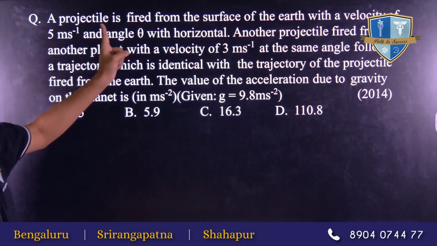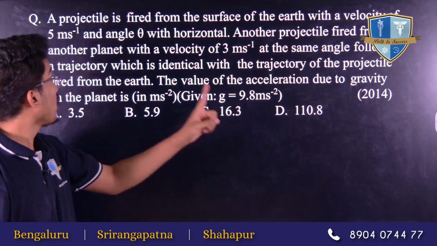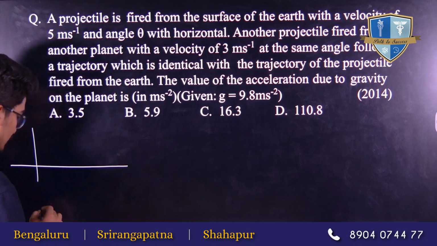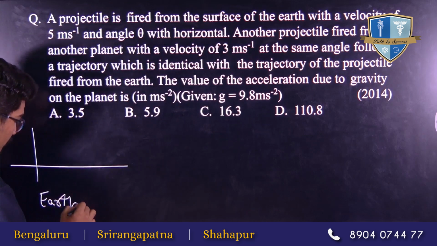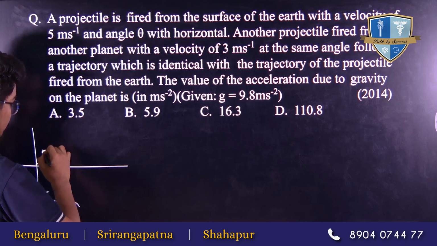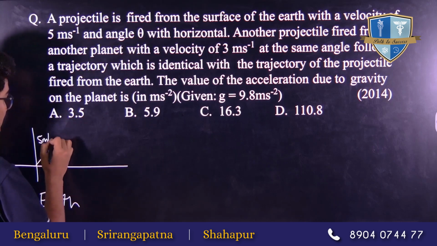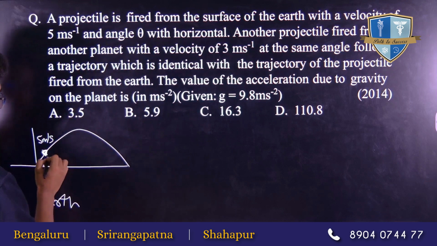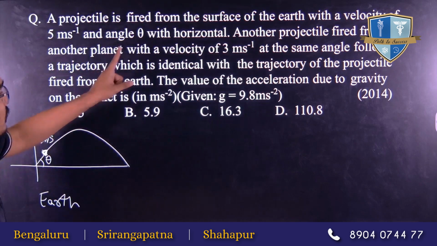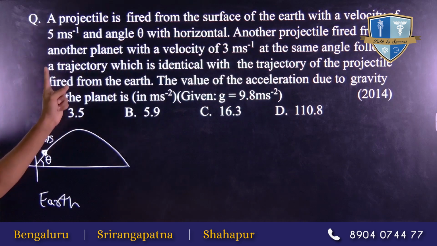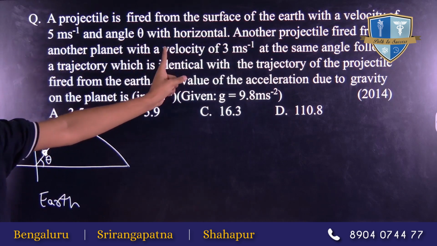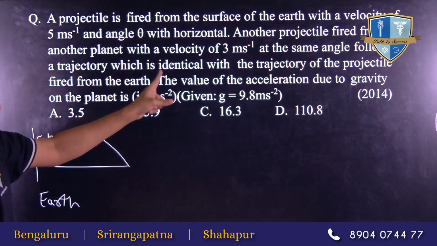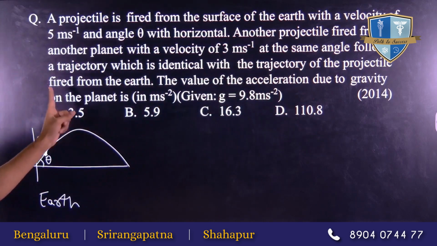A projectile is fired from the surface of the earth with a velocity of 5 meters per second. So this is earth. A projectile is fired at 5 meters per second at an angle theta. Let's suppose this angle is theta with the horizontal. Another projectile fired from another planet with a velocity of 3 meters per second at the same angle follows a trajectory which is identical with the trajectory of the projectile fired on the earth.